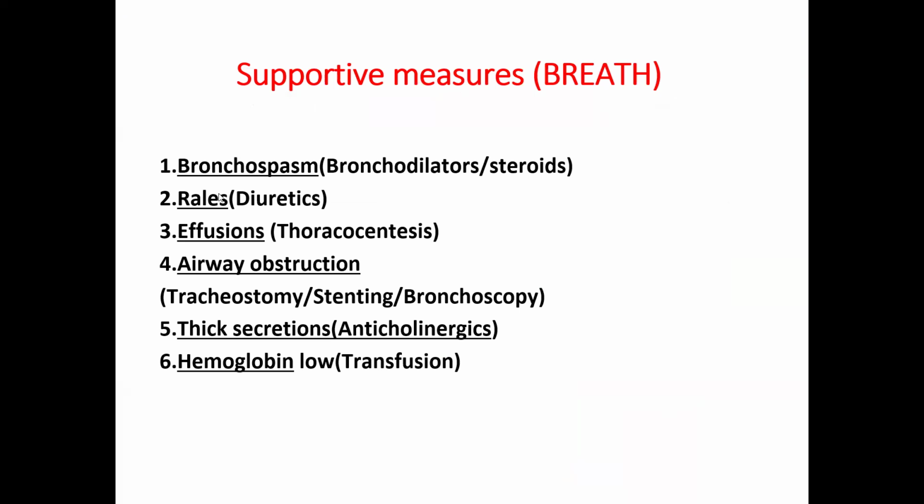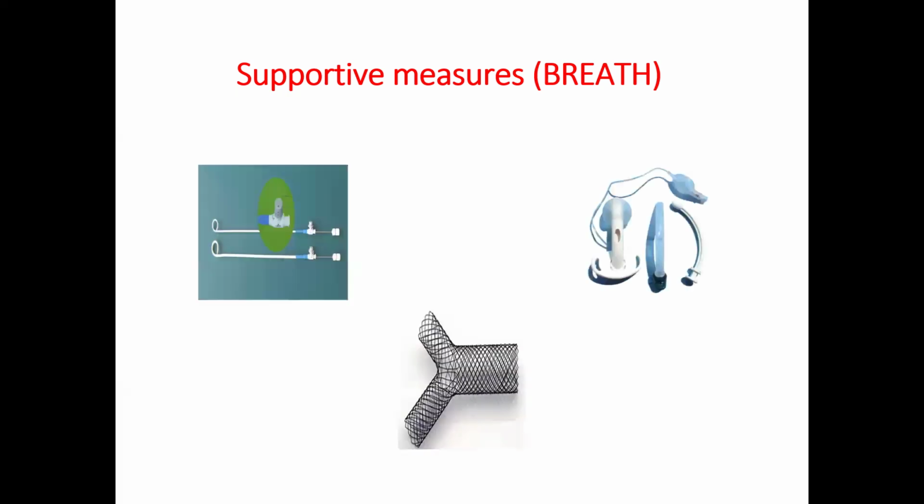So what do we do for dyspnea? There's a mnemonic for it: BREATHE. Treat the bronchospasm, treat the rales with diuretics. If the patient has an effusion, do thoracentesis. If he's obstructed, you can do stenting, bronchoscopy or tracheostomy. For thick secretions, use anticholinergics. And if the hemoglobin is low, anemia is one of the main causes of dyspnea or breathlessness. We see it all the time. This is very common.